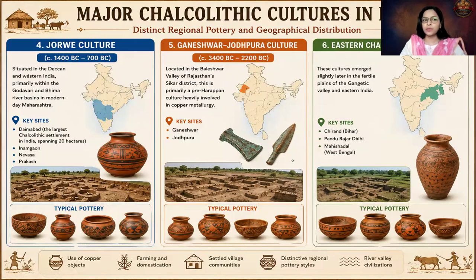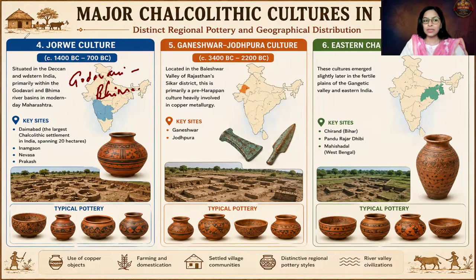Jorwe culture flourished in the present day state of Maharashtra in the Deccan Plateau area, in western India, primarily within the Godavari and the Bhima river basins. So which river basins? Godavari and Bhima. Bhima is the tributary of river Krishna. So this civilization flourished on the banks of these two rivers.